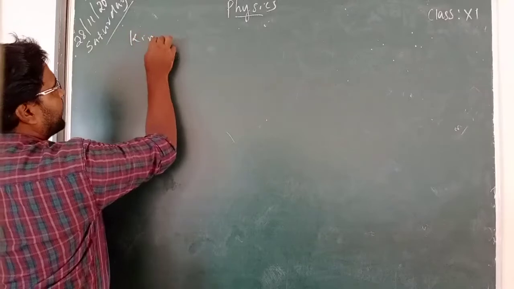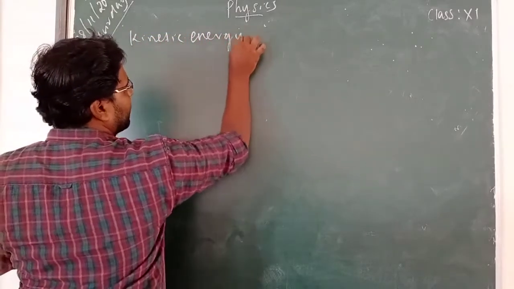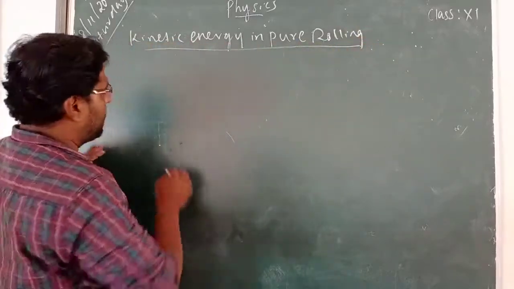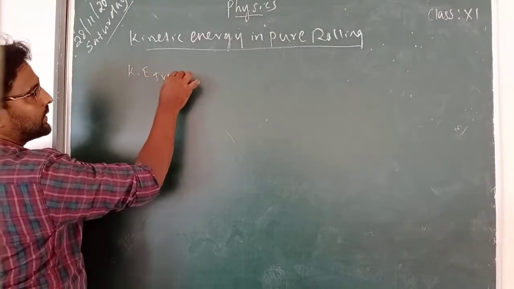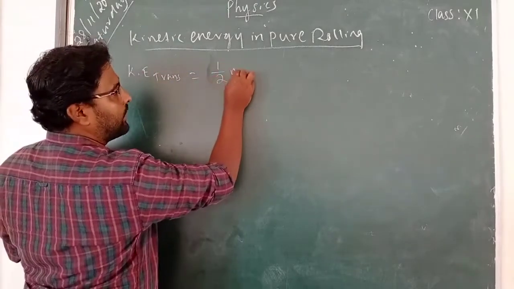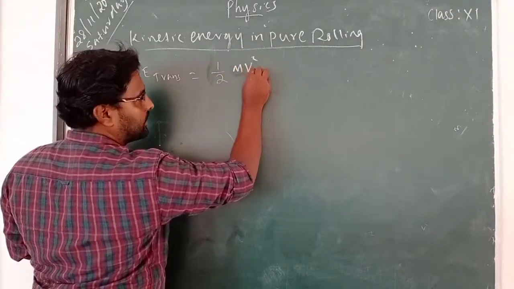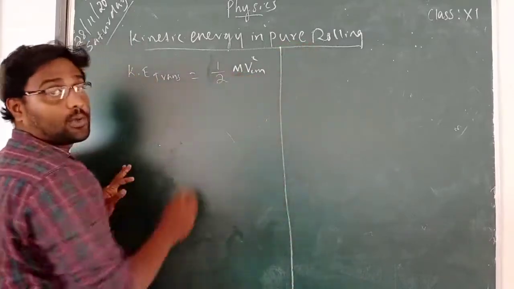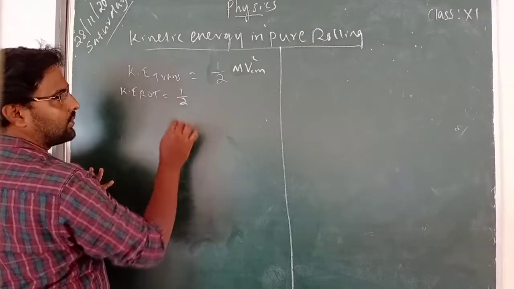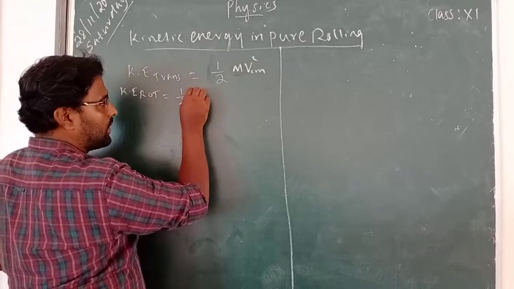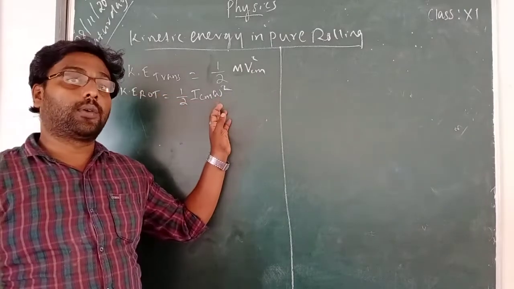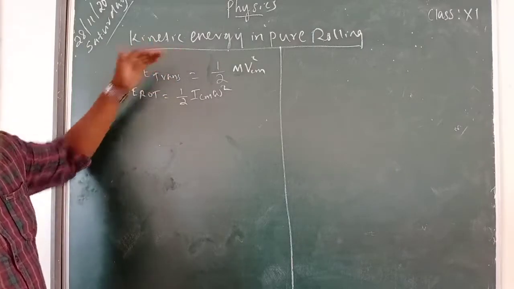So, kinetic energy in pure rolling. You all know the kinetic energy formula. Kinetic energy for translational motion is half m v square. Translational motion means based on its center of mass. And rotational motion is equal to half I CM omega square. So omega means angular velocity. This is the kinetic energy formula for rotational and translational.